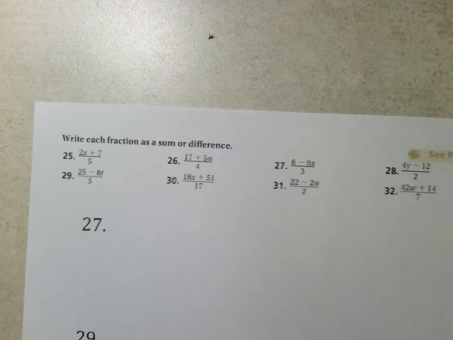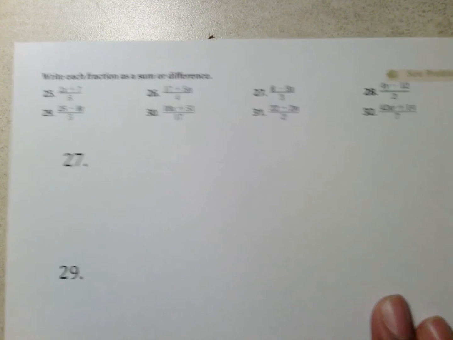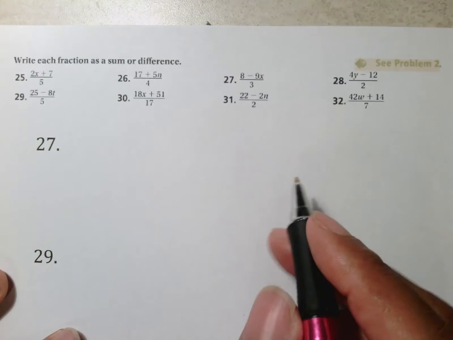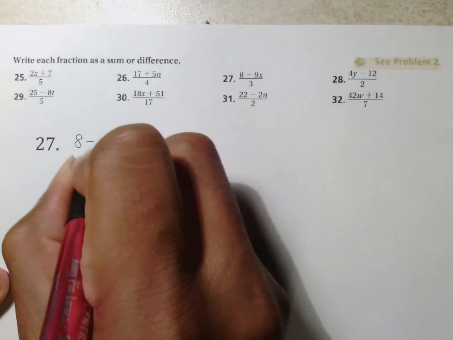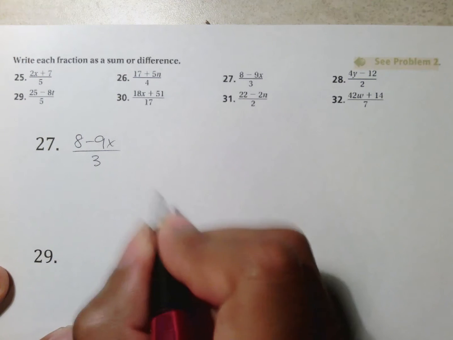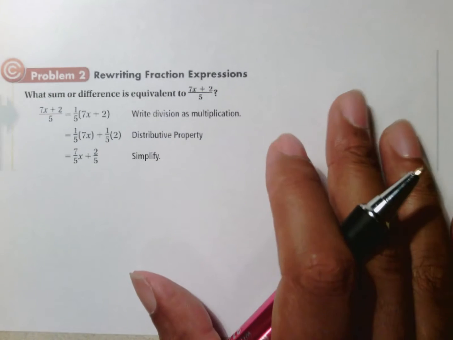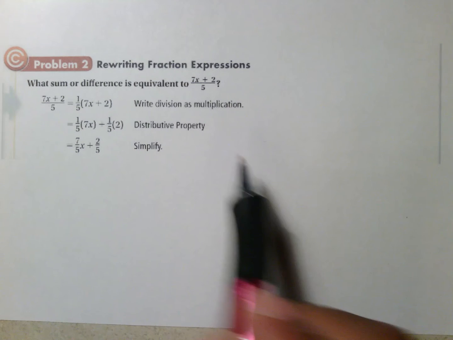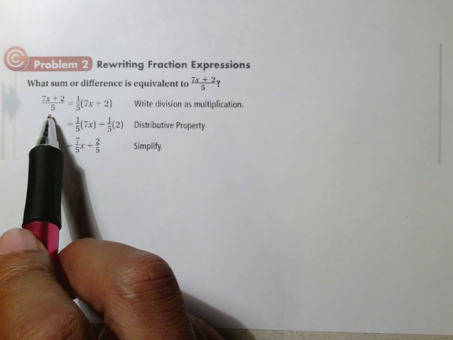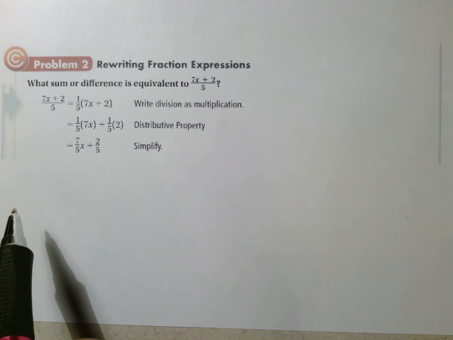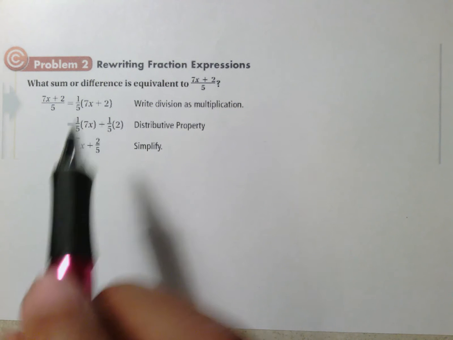Looking at the second section in this work, we're looking at 27 and 29, and you notice that these look kind of like fractions, and so let's see what happens whenever we turn these into fractions. We have 8 minus 9x over 3. And so let's check out and see what problem 2 does to deal with the fact that we have these fractions. They give us 7x plus 2 over 5, and the first thing they do is they rewrite as 7x plus 2 in parentheses with 1/5 on the outside, and I think that would be an easy shift for us.